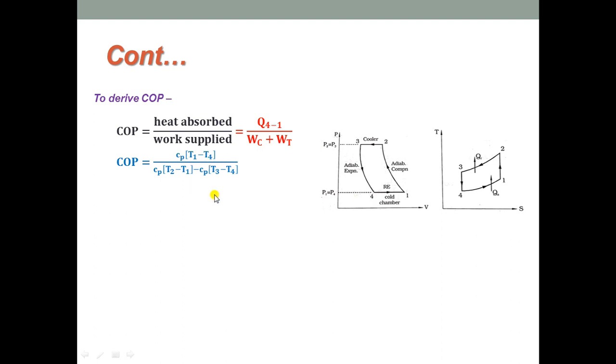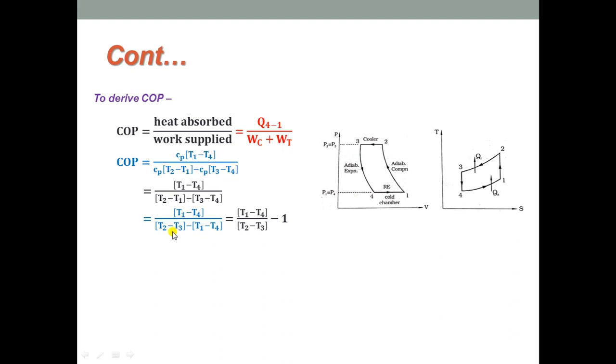Substitute here. Heat absorption is given by Cp into T1 minus T4, work of compression is given by Cp into T2 minus T1, and work of turbine is given as minus Cp into T3 minus T4. Now Cp is the same in all those terms, so it gets cancelled, and the expression becomes T1 minus T4 over T2 minus T1 minus T3 minus T4. Further we are going to rearrange the terms of the denominator.